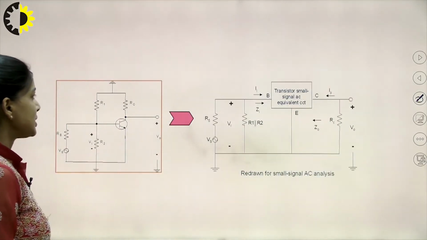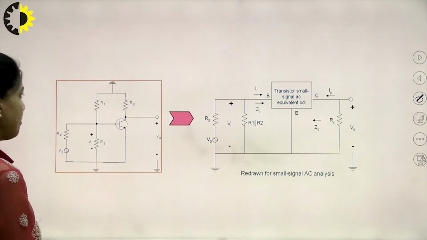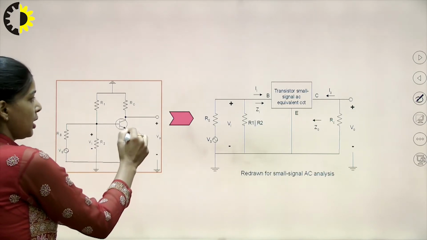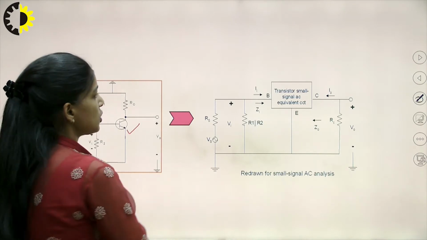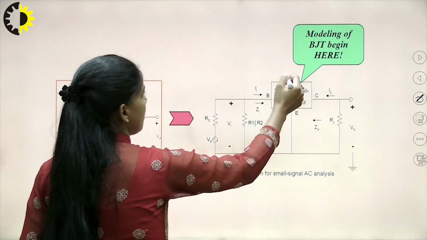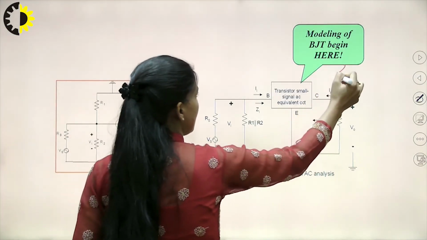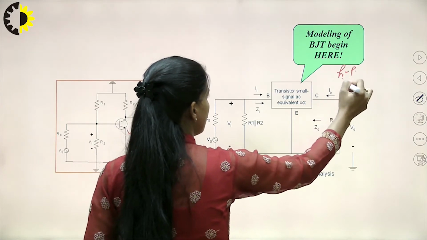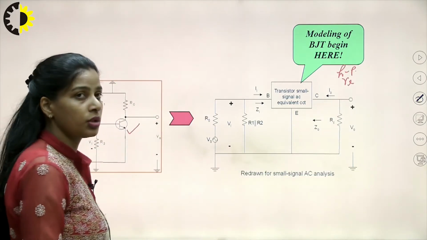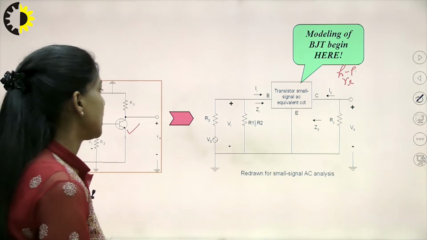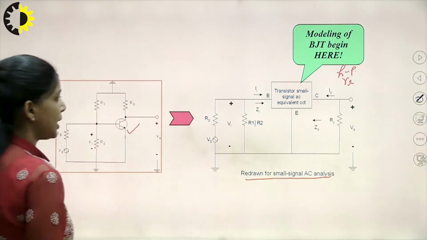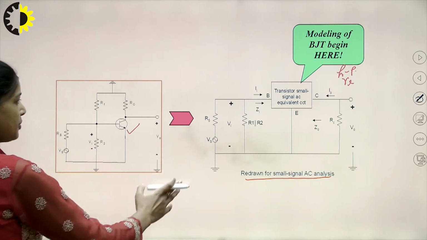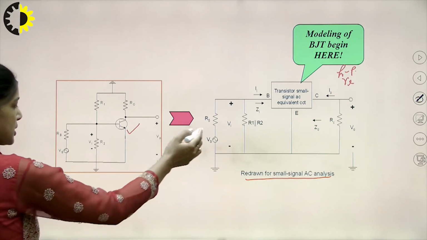So, this small signal model can be an RE model, or we can have a hybrid parameter model. This is representing the modeling, which can be an H parameter model or an RE model. By both we can replace this circuit. Now, this circuit is redrawn for a small signal analysis. This is the same circuit with some changes.